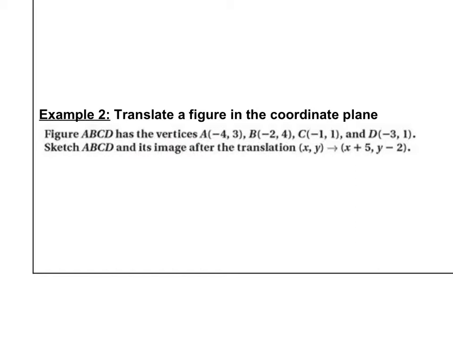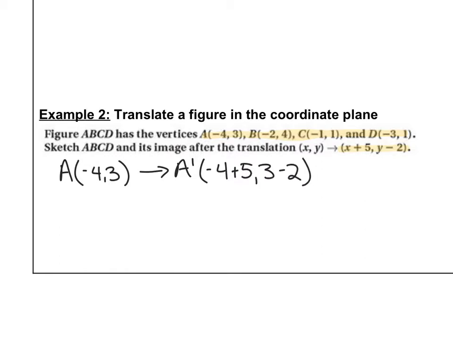So I'm telling you that A, B, C, D has these vertices, and I want you to perform the translation of x plus 5, y minus 2. I'm going to do more than I need to, but if I have A and I'm at negative 4, 3, to get to A prime, I'm going to take negative 4 plus 5 and 3 minus 2. So that would net me at 1, 1.